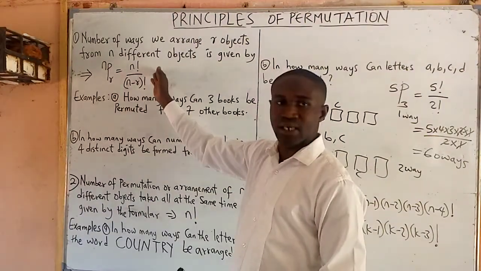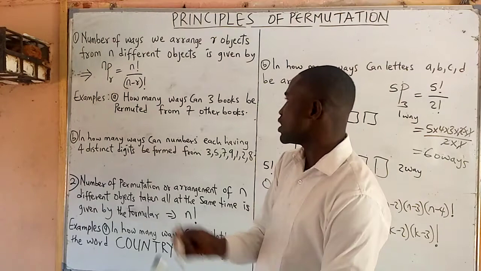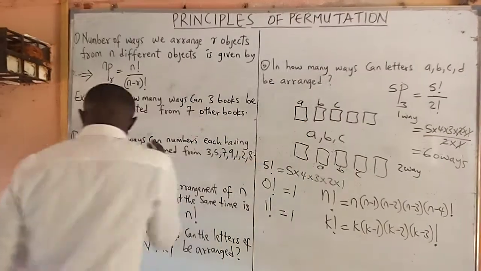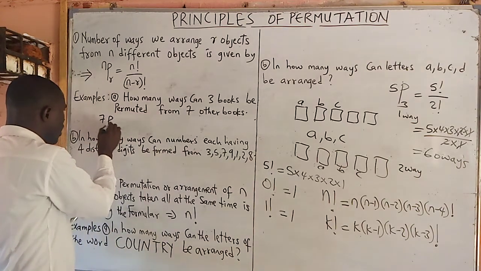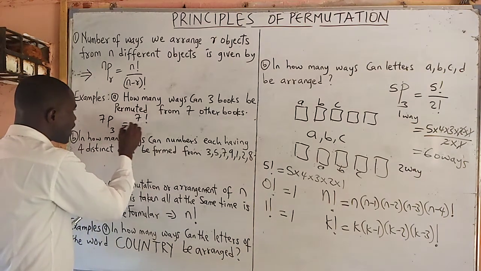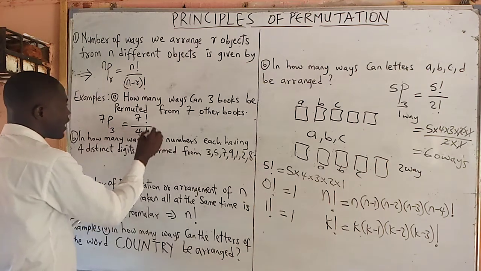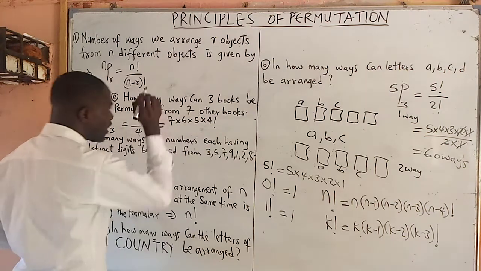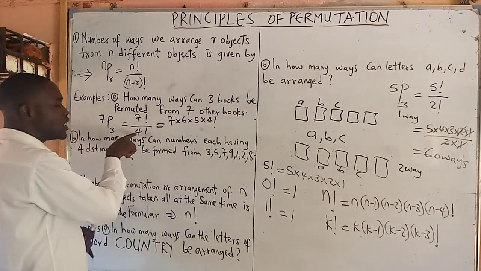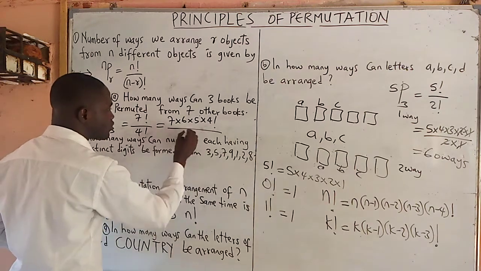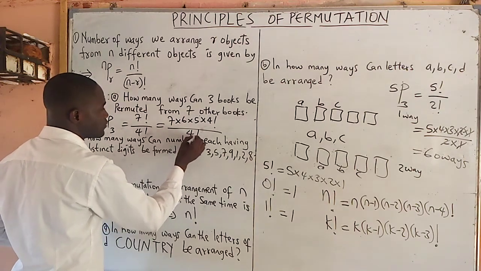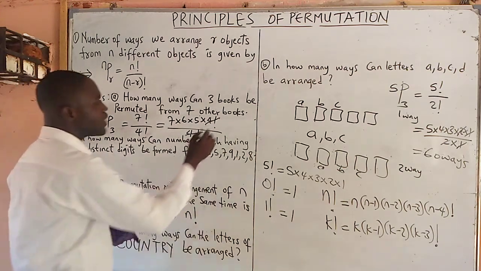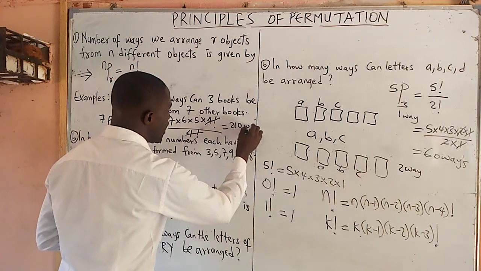Principle number 1, we have seen it. Let's see the question we have before us. How many ways can 3 books be permuted from 7 other books? You now say the answer simply will be 7 permutation 3. That is 7 factorial over 7 minus 3, 4 factorial. That will be giving us 7 times 6 times 5 times 4 factorial. We are stopping at 4 factorial because the denominator has 4 factorial so that they can cancel. Okay? This we cancel this. 7 times 6, 42. 42 times 5, that is 210 ways.